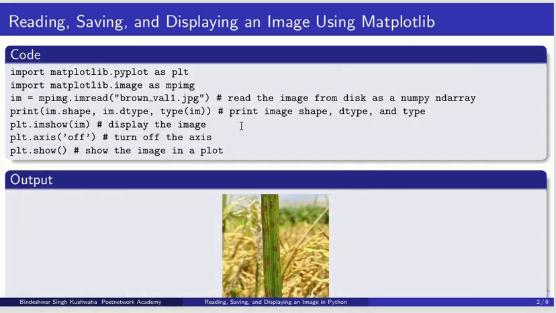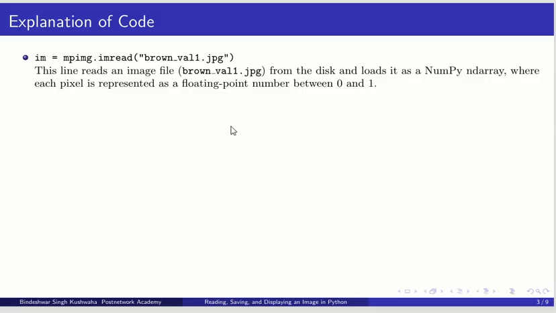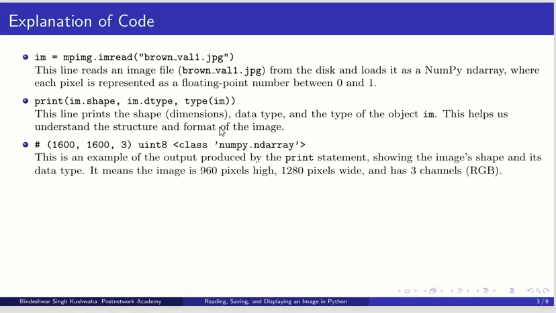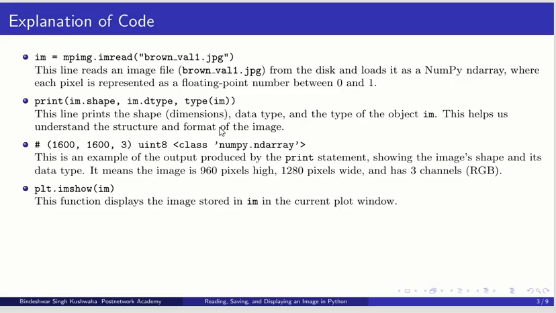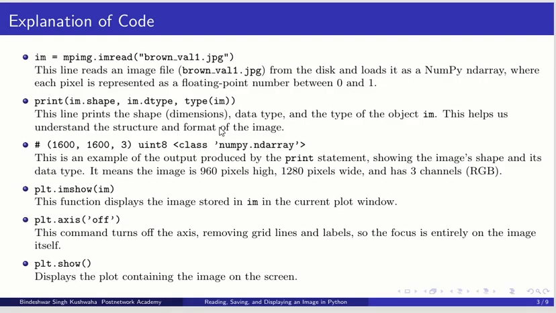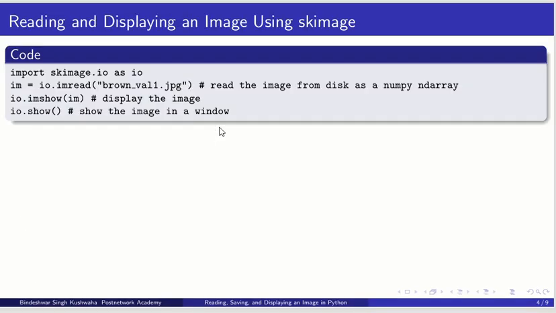Now let us understand it line by line. The first and third lines will read an image. Thereafter it will show the shape like this. Then this function displays the image stored in the current plot window. The axis is turned off, and then plt.show will show the image.